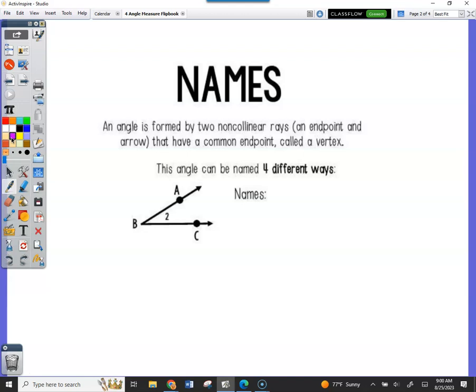Okay, so we've already talked about an angle is formed by two rays that have a common endpoint, which we call the vertex. We already know this. This particular angle right here, we've already practiced this. I want you to name it 4 different ways on your paper. Recall what we learned 2 days ago, the 4 different ways to name a possible angle based on what's labeled.